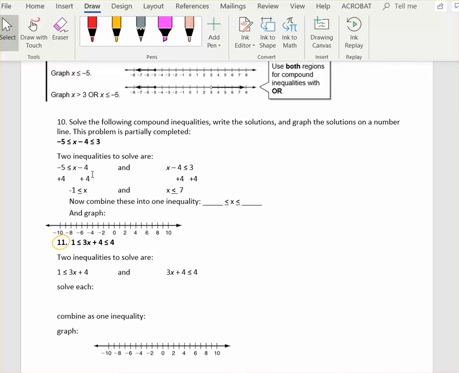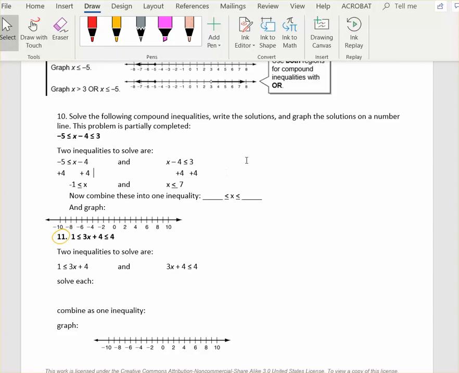So to solve this one, I would add 4 to both sides, which would leave me with -1 is less than or equal to x. That part's already solved. And then I add 4 to both sides over here in order to get x by itself, and I get this. So there's 2 separate inequalities, but I can combine those into one. And the way you do that is you put the lower endpoint on the left and the higher endpoint on the right, and then you also have to graph these.